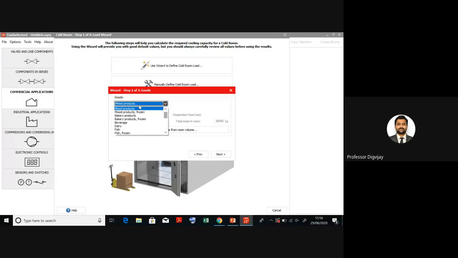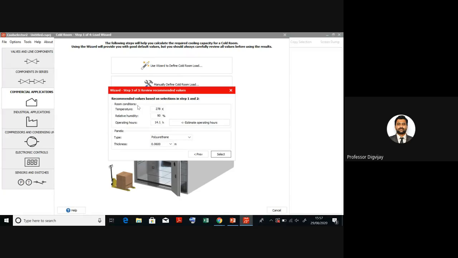Next, then goods. So in this case, I will search for apples. If apple is there, I will put apple, or straight away I will put a fruit. So apple is not there, so I will put a fruit. Quantity per day, that is 4,000. Okay, no problem. Inlet temperature I will put here as 1 degree Celsius. That will be 274 Kelvin. Respiration heat load, they have not given any window here. Okay, total mass room, that will be 20,000. Respiration heat load they should have given, but they have not given any window for that.